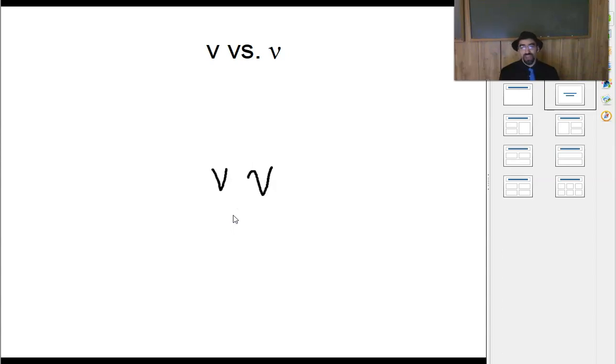A V versus a nu. This one is infamous even if you're writing by hand. I've heard put a little flag or a serif on the right side of a V and on the left of a nu. Now you'll notice my V doesn't have a serif. Why not? Because I don't want it to look like a square root symbol. But if you consistently put a serif on your nu, which you'll notice up here, you do notice that serif here. Okay. Put the serif on the nu, and it won't look as much like a V.